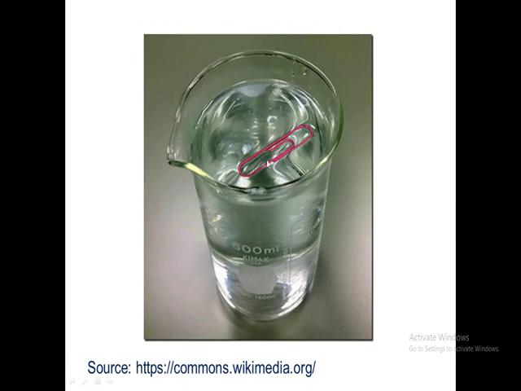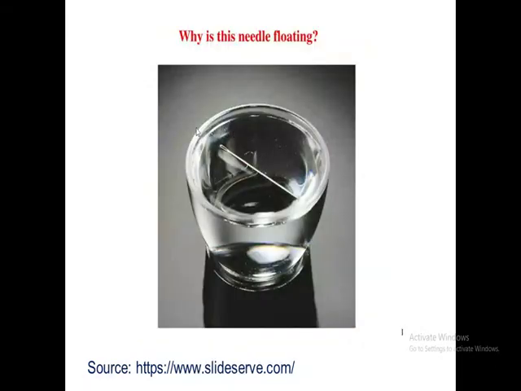Even though it's made up of steel, and its density is larger than that of water, the needle still floats on the surface of the water. The reason is that the water surface acts like a stretched elastic membrane. Therefore, the needle can easily float on the surface of the water. It is due to surface tension.